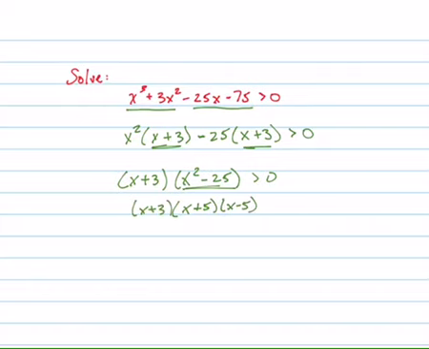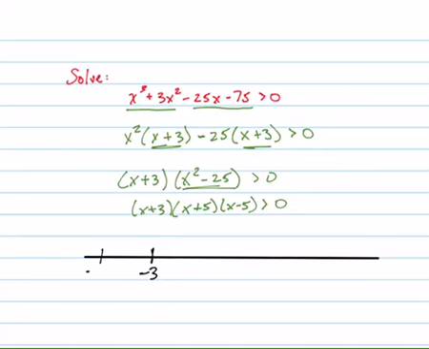So now if I'm trying to find when that's greater than 0, I make my number line and I find my zeros. My zeros are going to be negative 3, negative 5, and positive 5. So all I need to do is find values between those and see if those values are positive or negative. So let's pick some test points out.